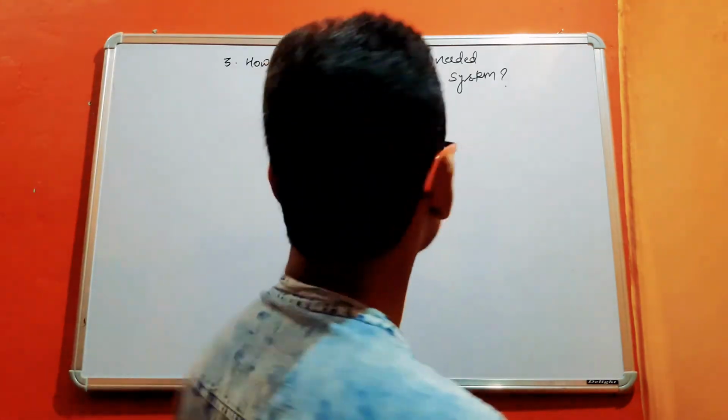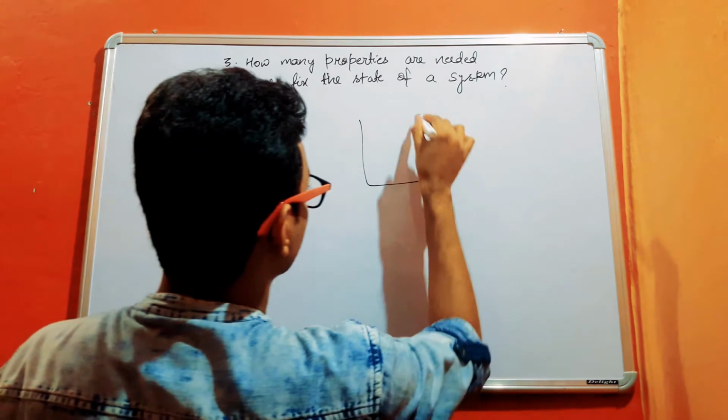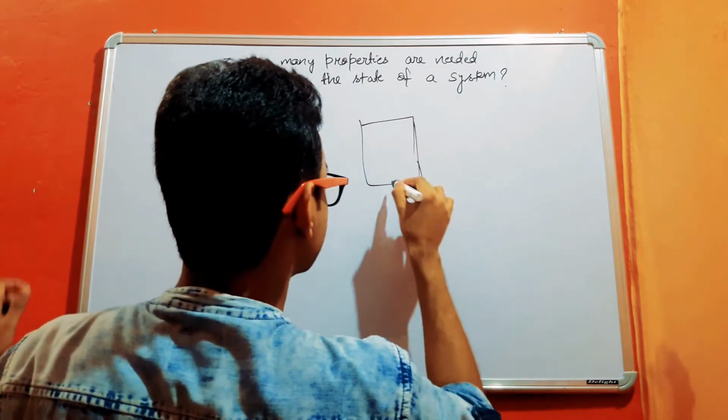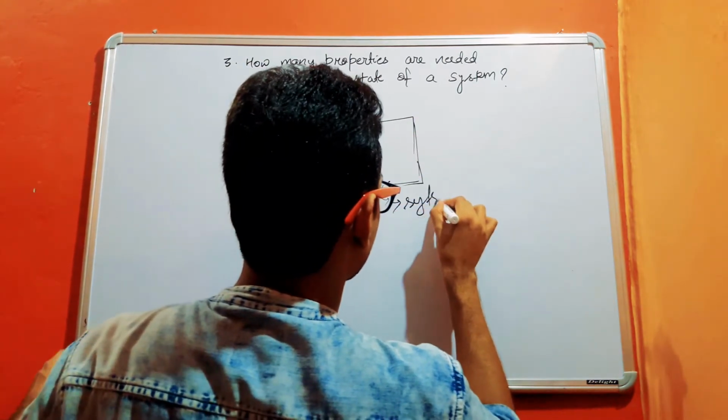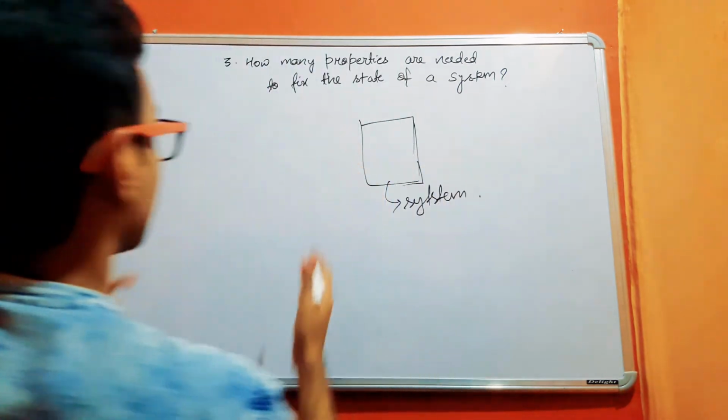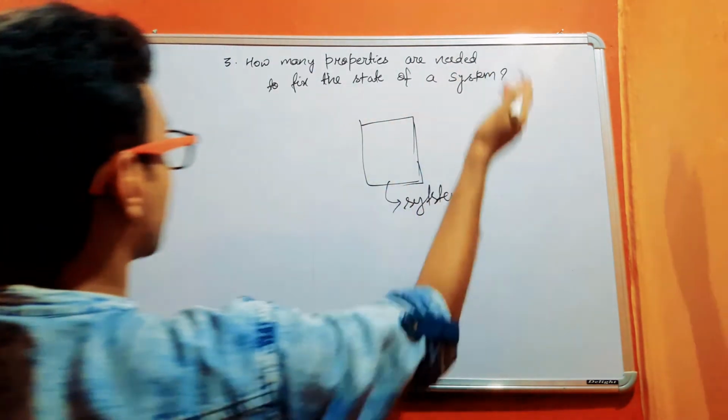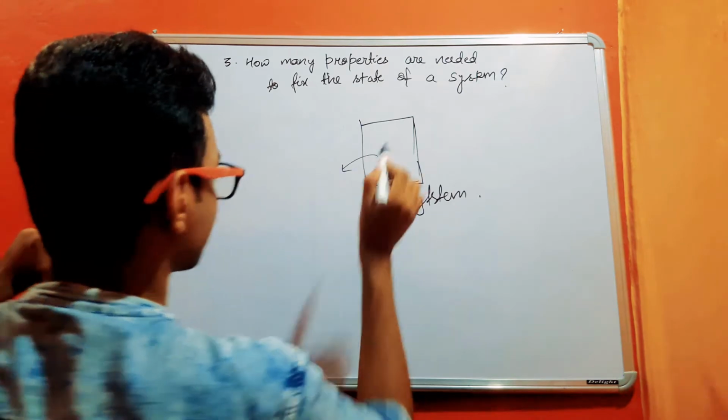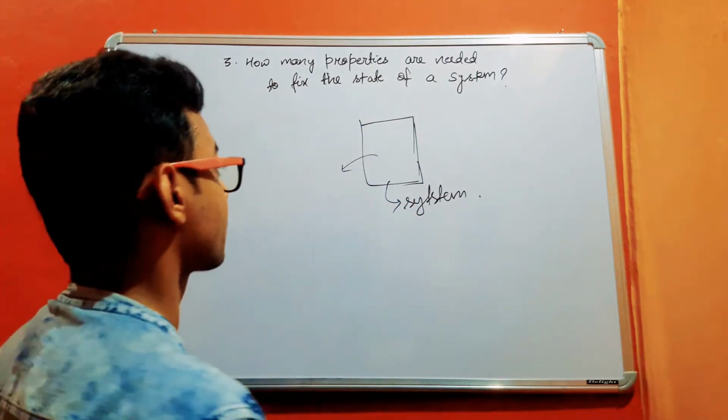The third concept is that, as we all know, if we want to fix the state of this system, say this is a system, then we need properties. But the question arises, how many properties are needed to fix the state of the system? Because there are an infinite number of properties.